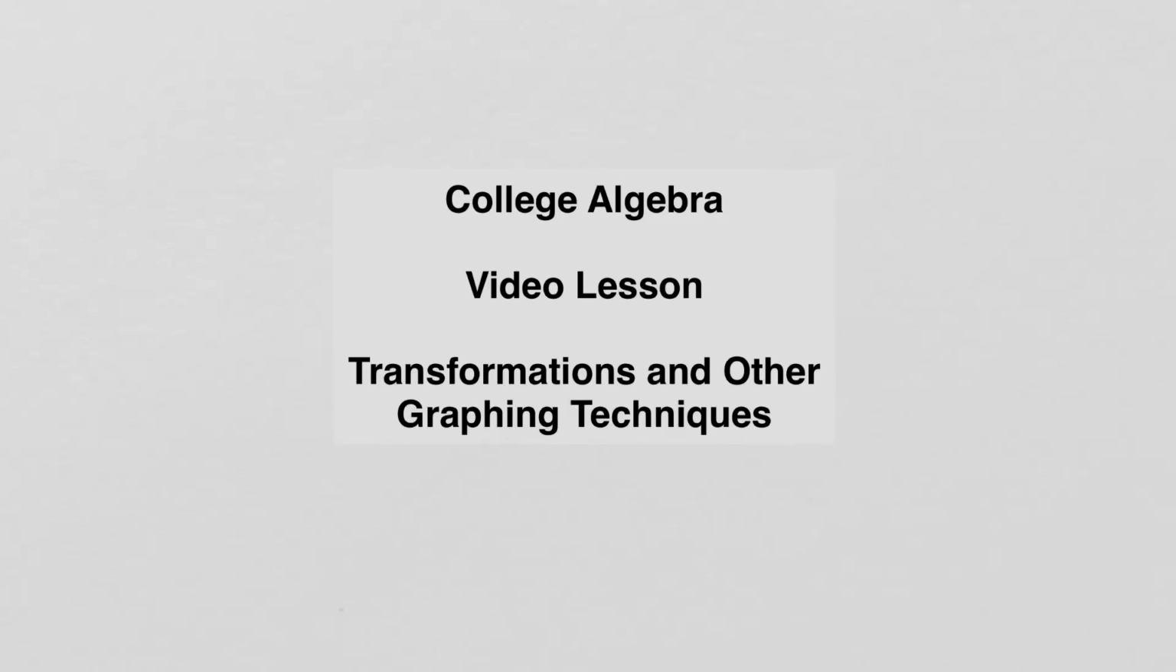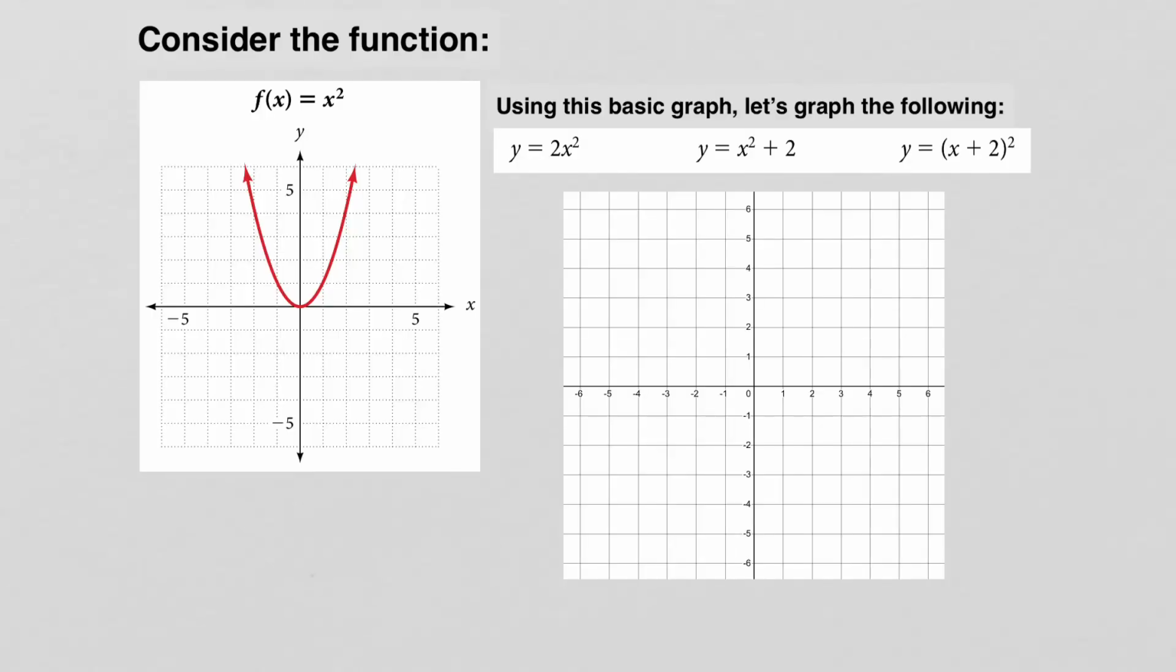Transformations, and other graphing techniques. Let's consider the following function f of x equals x squared, which we know has a graph that looks like this here. Using this basic graph, let's graph the following. What would 2 times x squared look like?